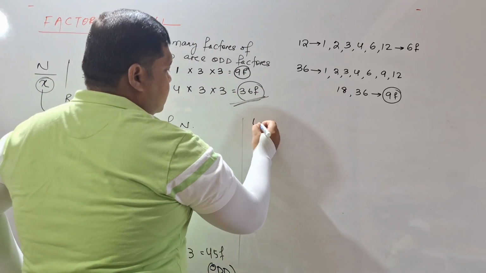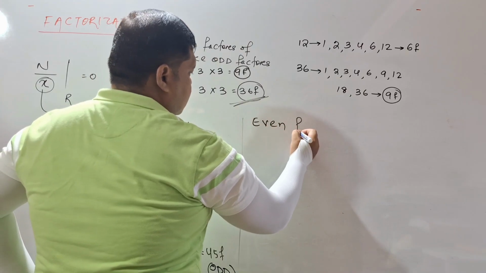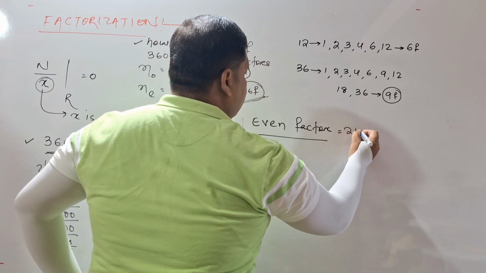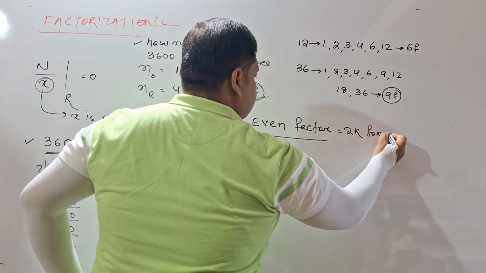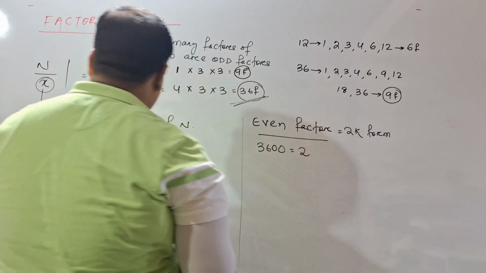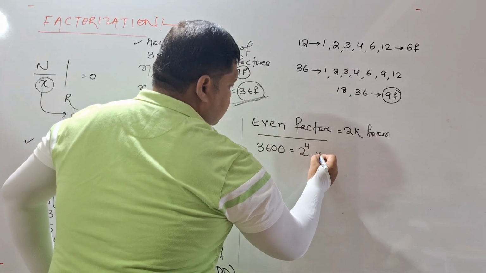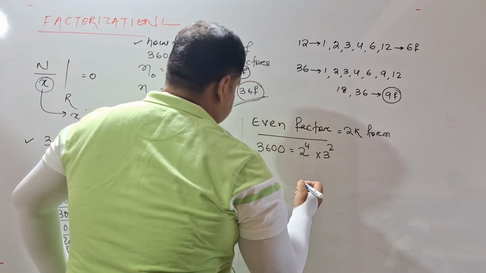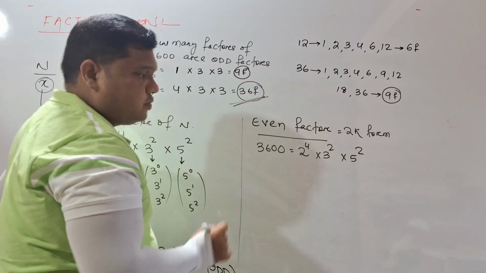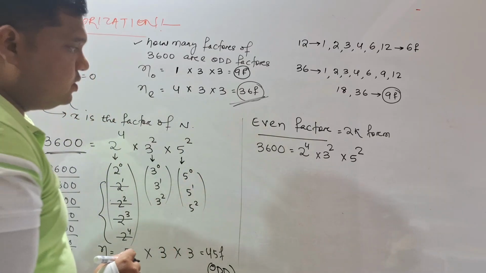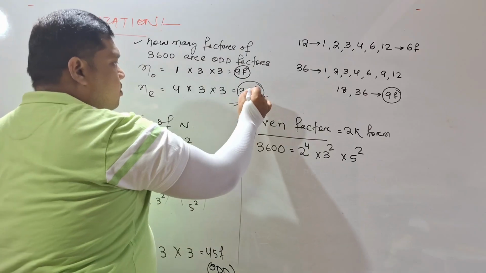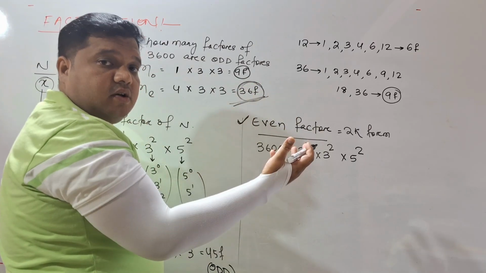Can I write even factor means what? Even factor is what? 2k form. Even number is 2k form. Prime factorization of 3600. This can be written as: how many 2's are there? 4 2's are there. And how many 3's are there? 2. And how many 5's are there? Also 2. So this is the prime factorization of 3600. Now the question is how many of them are even factors? I know my answer is 36, but this is a different way of representation.